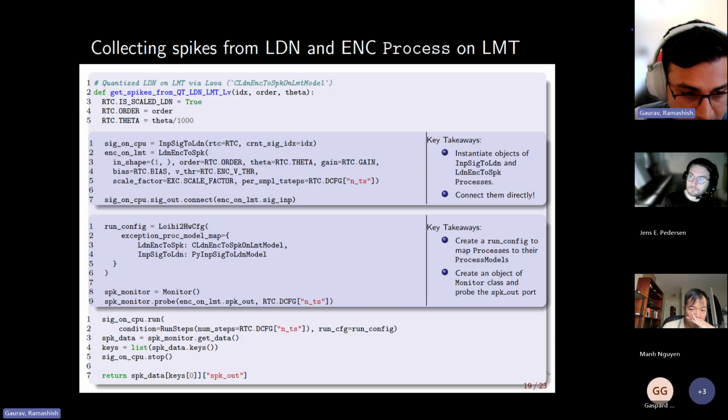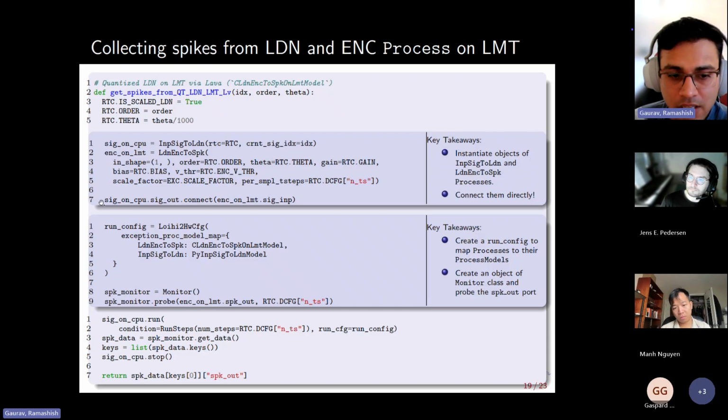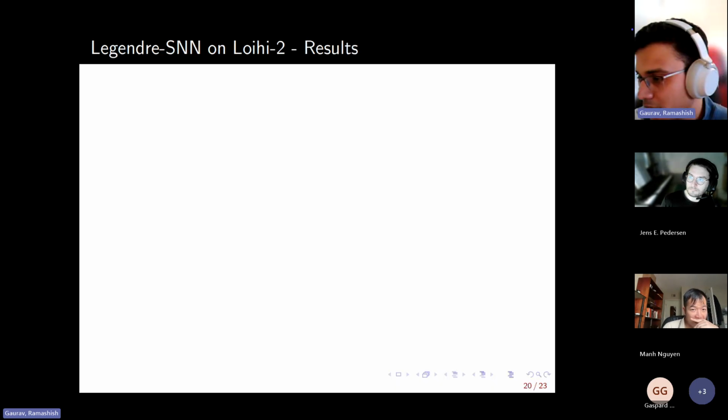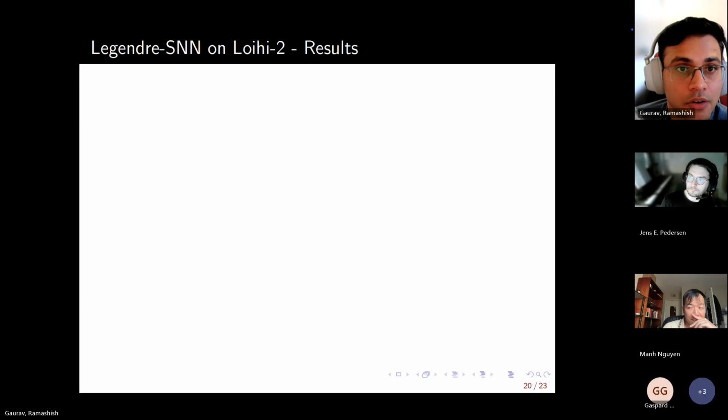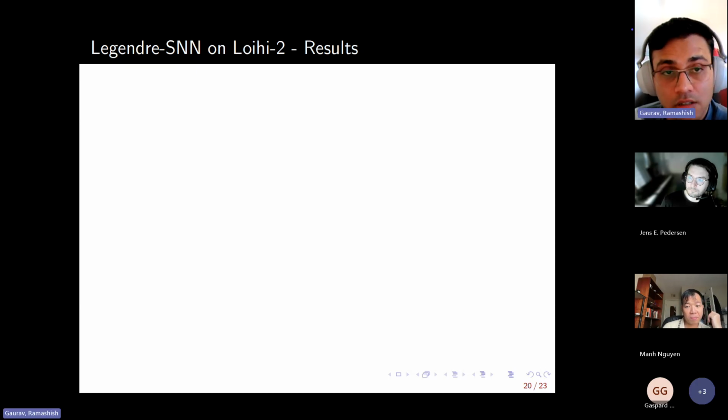And then you can just simply run either of these processes, and as they are connected, upon running it, both the processes run, on CPU and the Lakemont cores, the corresponding processes, and you can just obtain the spikes. Finally, let's look into the last slide, the Legendre-SNN's results on the Loihi-2 neuromorphic cores.